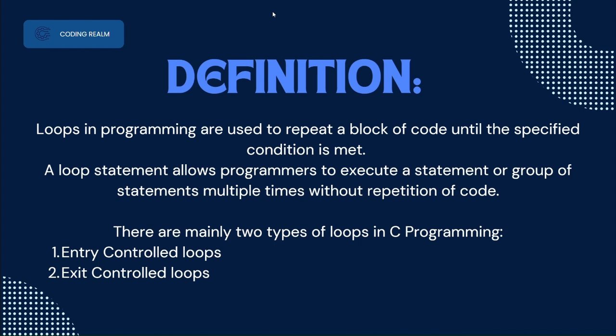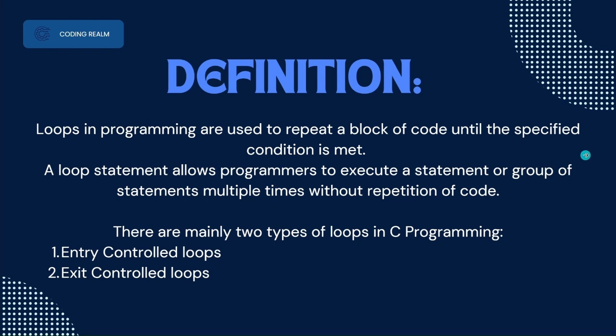The second type is the exit-controlled loop. In the exit-controlled loop, the test condition is evaluated at the end of the loop body. The loop body will execute at least once. The do-while loop is the exit-controlled loop.